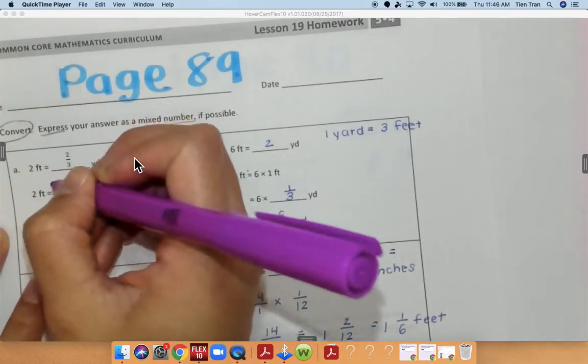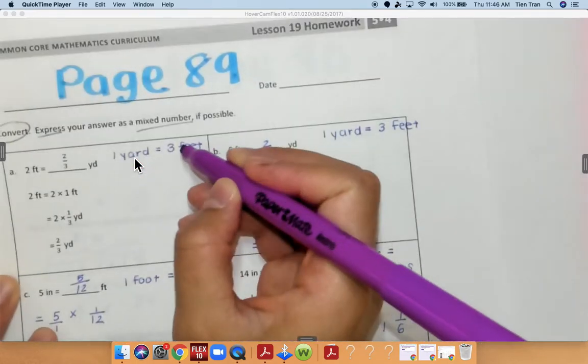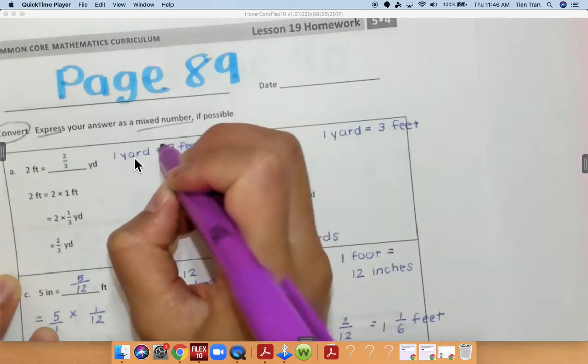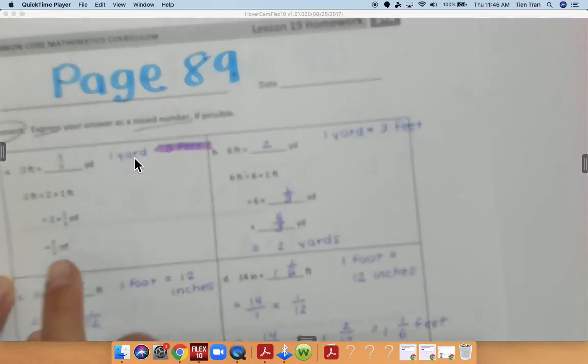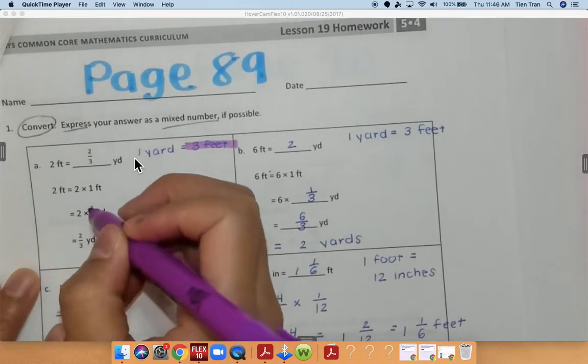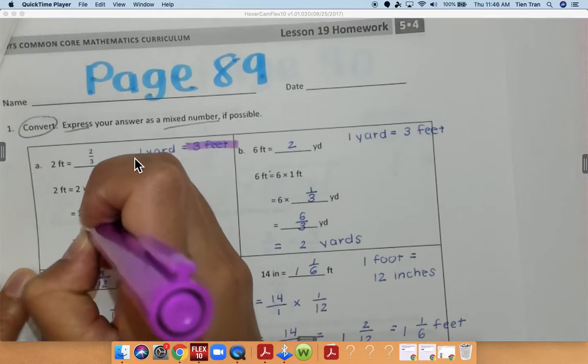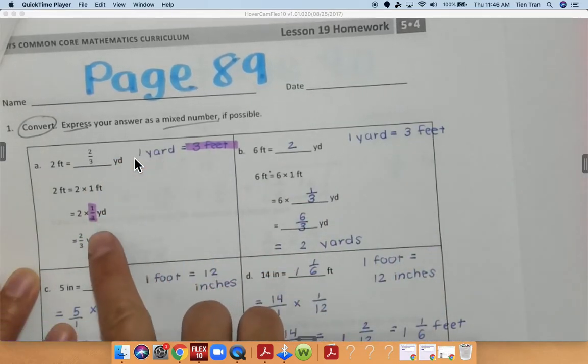So right here we have 1 yard, and we are multiplying it times 3 feet, so 1/3 of a yard, because you are converting from feet to yards. So what that means is that you're going to put it over 1/3. So that's what we have here, 1/3, and that's where that number 1/3 comes from.